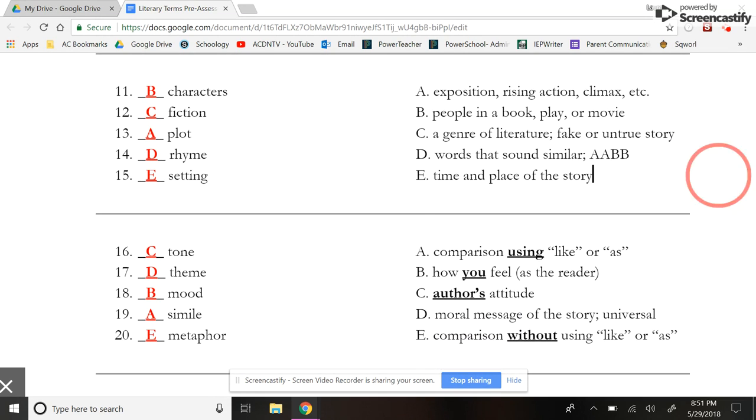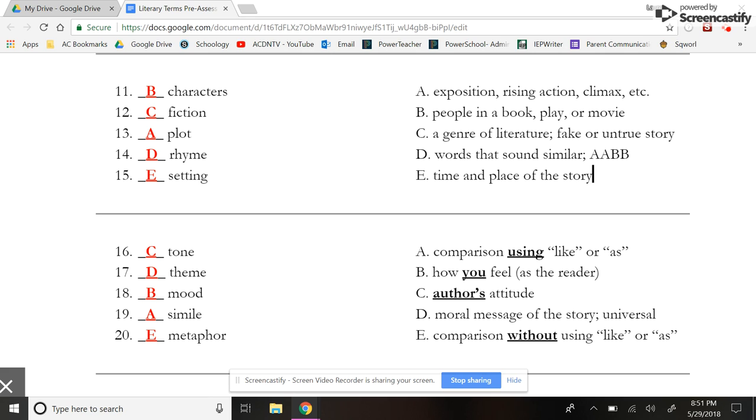The next set of words that we had to match together for this part of the review starts with characters. You probably guessed this one because characters are people in a book, play, or movie. And that's a really easy tactic for test taking to be able to use the process of elimination. So for one of the more difficult words, characters was probably an easy one to match right away.